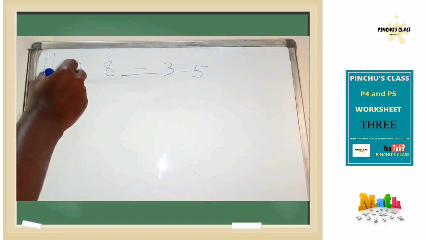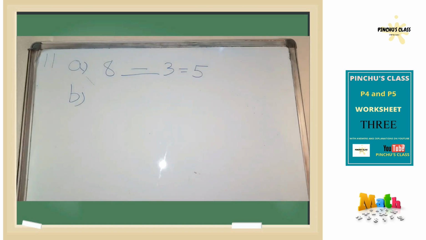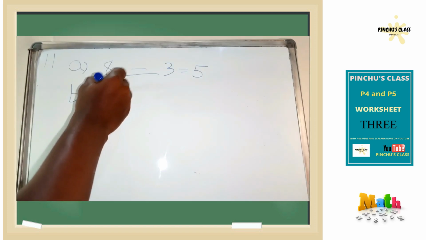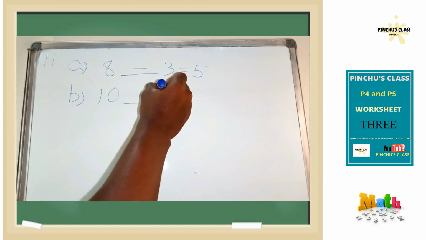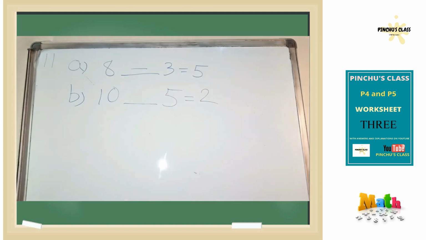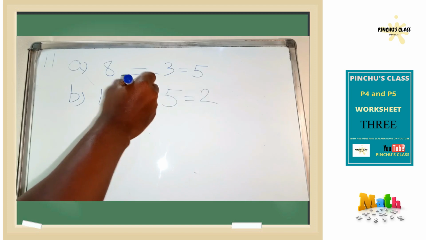Then part B, we have 10 dash 5 is equal to 2. So what are we going to do on 10 with 5 to get 2? You can realize that we're going to divide. So the answer here is going to be divide.